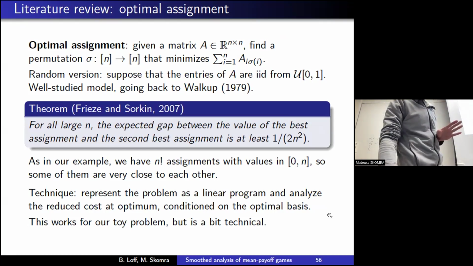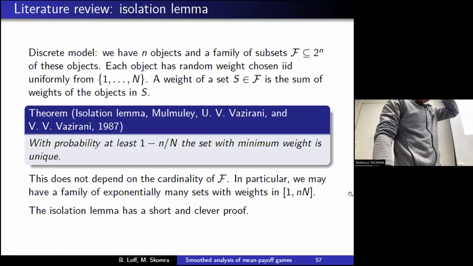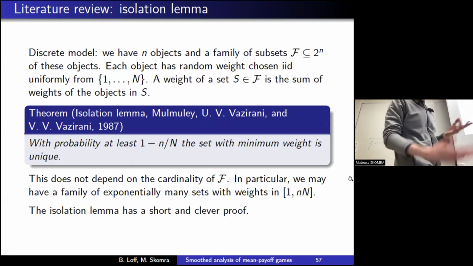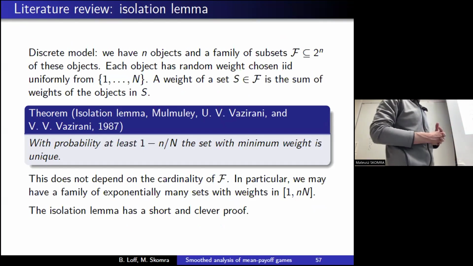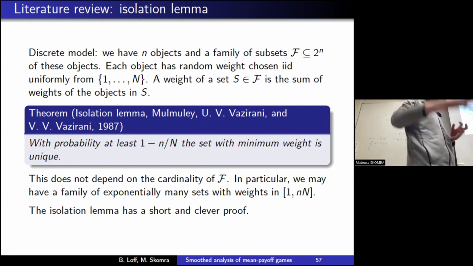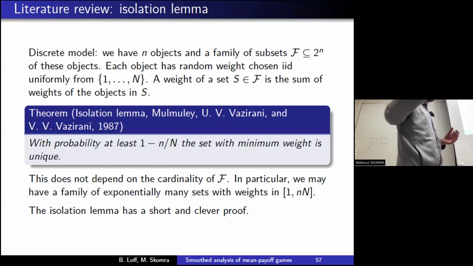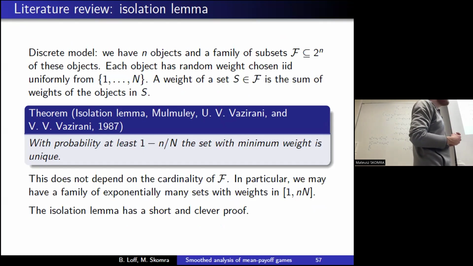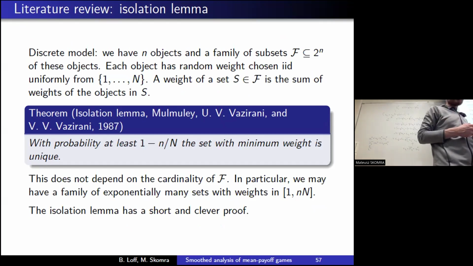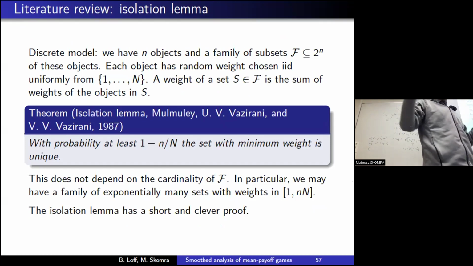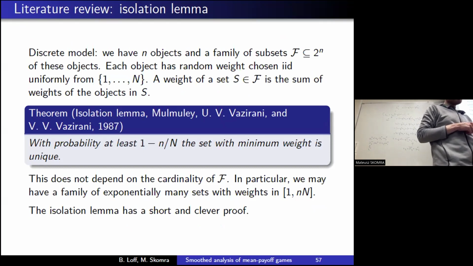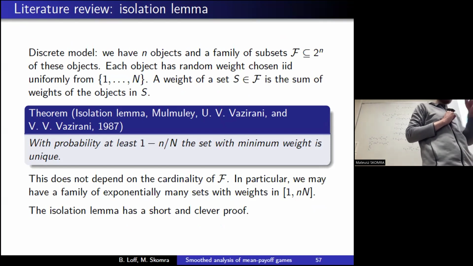The second source of inspiration is the isolation lemma, which is a little bit similar, but a discrete version. In the isolation lemma, you have some n objects and some family of subsets of these objects. Your family can have exponentially many sets inside. And now, if I have a set in my family, then the weight of this set is the sum of the weights of the objects in the set.